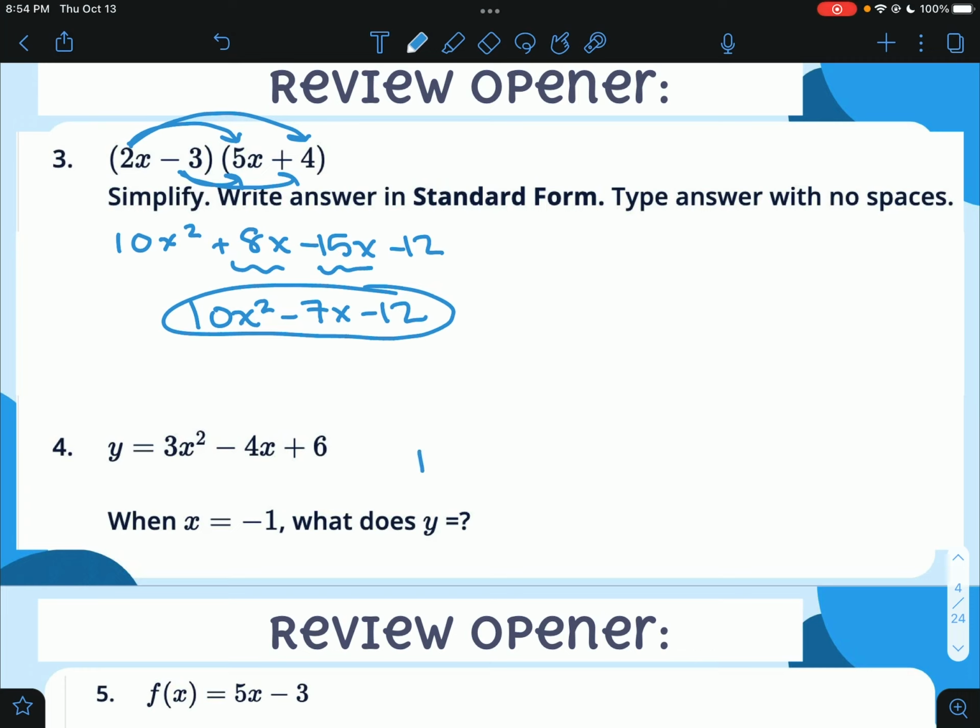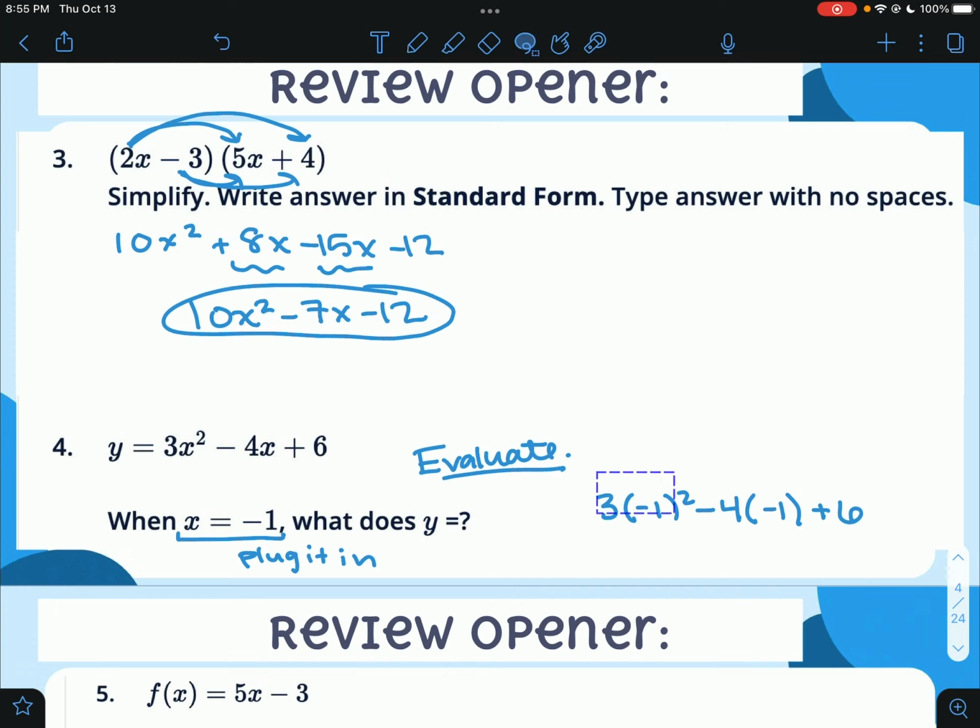For this question, it wants us to evaluate. We know that because it said, hey, when x equals negative 1, it gave you the value of x, so we need to plug it in. Now when we plug this in, everywhere there is an x, we put a negative 1. When you set this up, it's important to use parentheses around any value that you substitute or plug in. From here, we grab our calculators and we type it in.